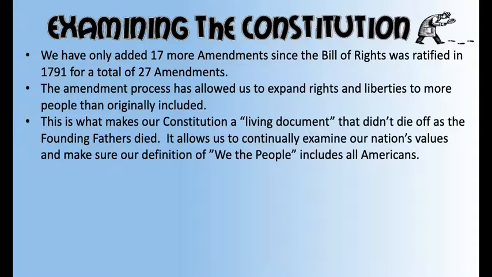We have added 27 total amendments to the Constitution. 10 of them were added right away with the Bill of Rights, and it's only been changed 17 other times in its history. This allows us to expand rights and liberties to more people than were originally included in the Constitution. And again, that's why we call it a living document, because it allows us to continually examine our values and make sure that our definition of we the people includes all Americans.